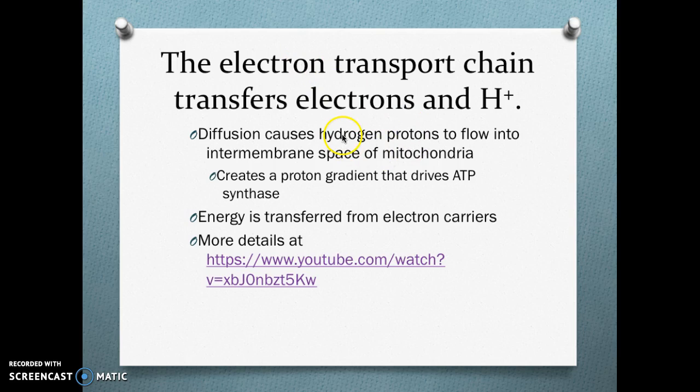So key points here is that diffusion causes hydrogen protons to flow into the inner membrane space of the mitochondria. That proton gradient has potential energy, and that's what's driving the ATP synthase to create ATP. Energy is transferred from those carrier electrons. That's basically driving the reaction again. And if you want more details specifically on this process and about each of the proteins, you can come and see this link right here.